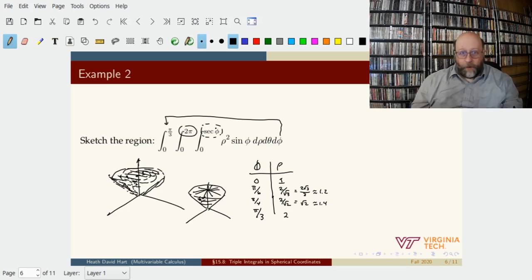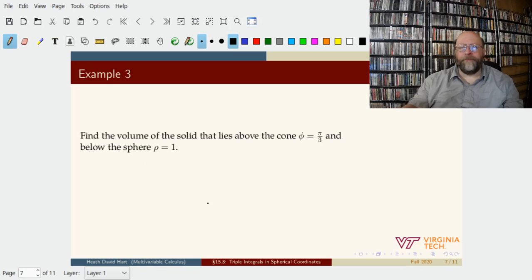So this is the integral over a cone. All right, let's keep going. Let's find the volume of the solid that lies above the cone, phi equals pi over 3, and below the sphere, rho equals 1.